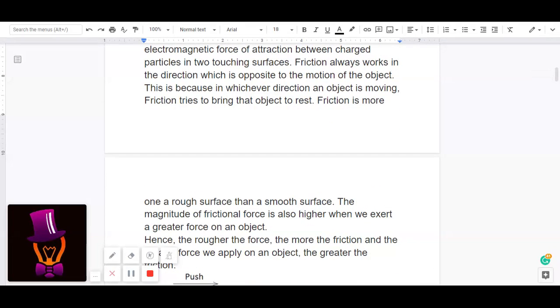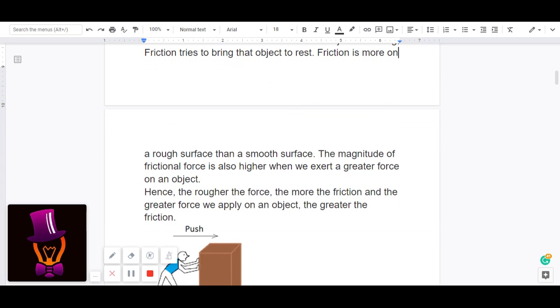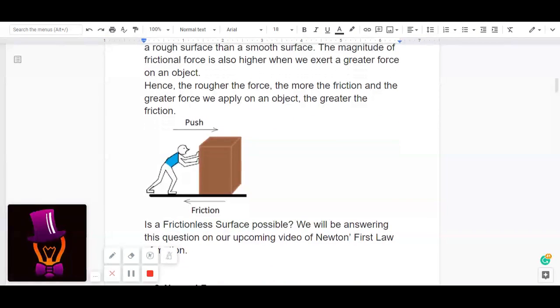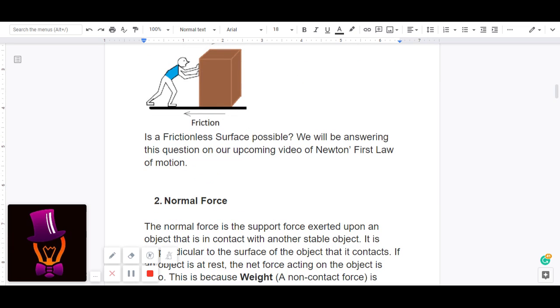Friction is more on a rough surface than a smooth surface. The magnitude of frictional force is also higher when we exert a greater force on an object. Hence, the rougher the surface, the more the friction, and the greater the force we apply on the object, the greater the friction. Here's an image of frictional force. See, a man is pushing a block, but the frictional force is opposite to the direction of the man's muscular force, the push of the man. Hence, we can conclude that frictional force is an opposite force to the motion of an object. Is a frictionless surface possible? We'll be answering this question in our upcoming video on Newton's first law of motion.